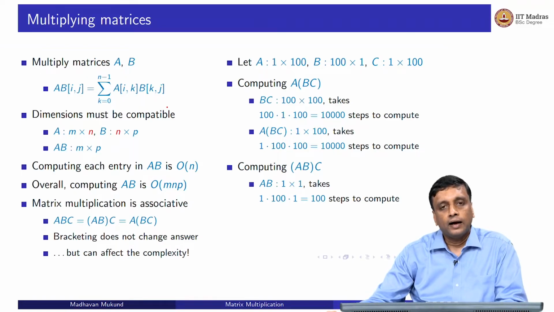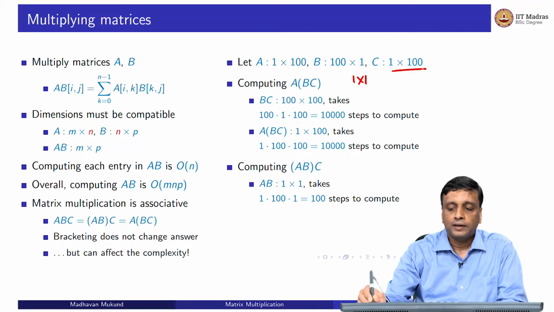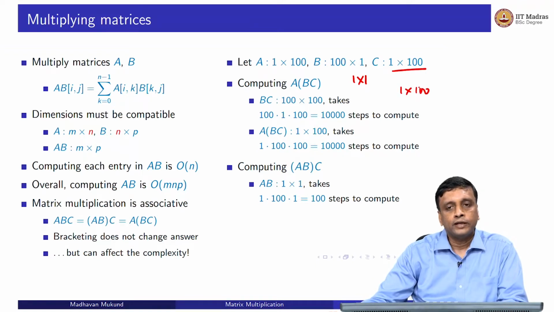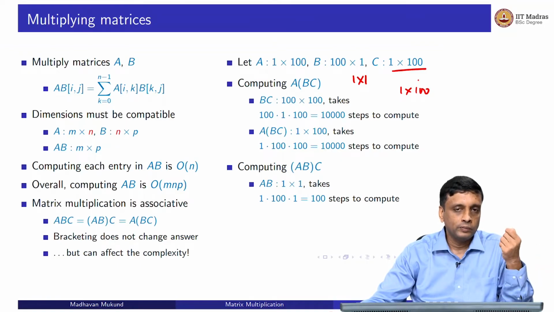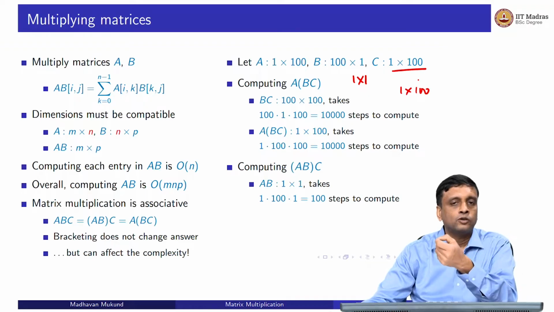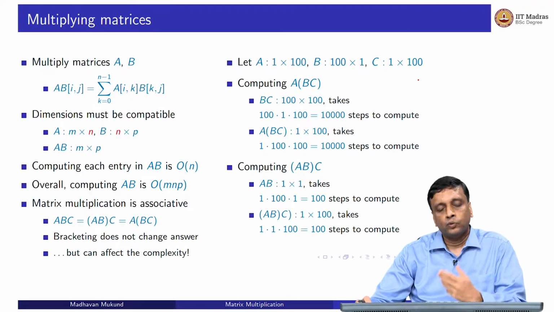And now I take this 1 by 1 and multiply it by this, and I am going to get a 1 by 100. But how much time is this going to take? Well, the 1 by 1 is just one value, so it's going to be one row value times one column value. So I'm basically going to take another 100 steps, 1 into 1 into 100. So 1 into 100 into 1 is 100, and 1 into 1 into 100 is 100. So I get 100 plus 100, 200.